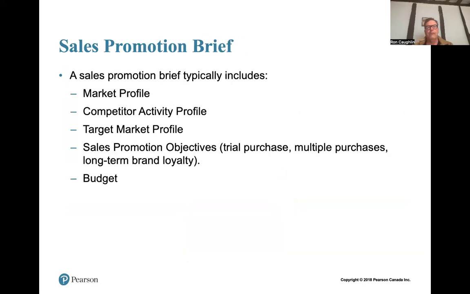So promotional strategies usually start with a brief, just like in advertising. We have an advertising brief. We can also have a promotional brief. These sales promotion briefs typically include a market profile, competitor activity profile, target market, personas potentially, sales promotion activities, objectives, trial purchase, multiple or long-term loyalty, and a budget as typically put into these promotional briefs.